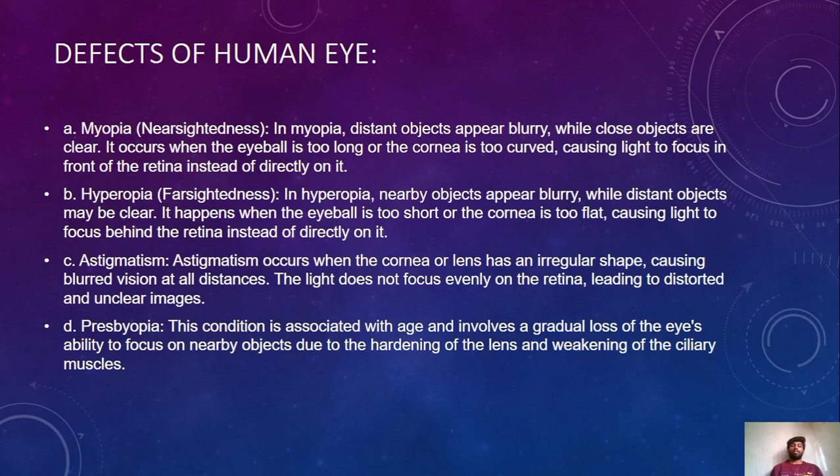Astigmatism. Astigmatism occurs when the cornea or lens has an irregular shape, causing blurred vision at all distances. Presbyopia. The condition is associated with age and involves a gradual loss of the eye's ability to focus on nearby objects due to the hardening of the lens and weakening of the ciliary muscles.